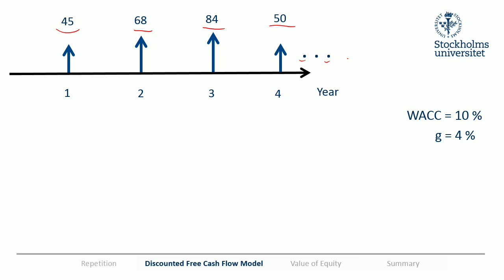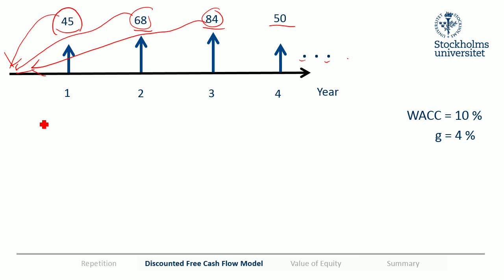Okay, so what were we supposed to do? Well, we were supposed to compute the present value of all future free cash flows. So we can start by taking the present value of 45, the present value of 68, and the present value of 84. So these are the ones that are like odd. And to do this, you know this by now, you take 45 divided by 1 plus the WACC of 0.10 to the power of 1, because we move it 1 year back.